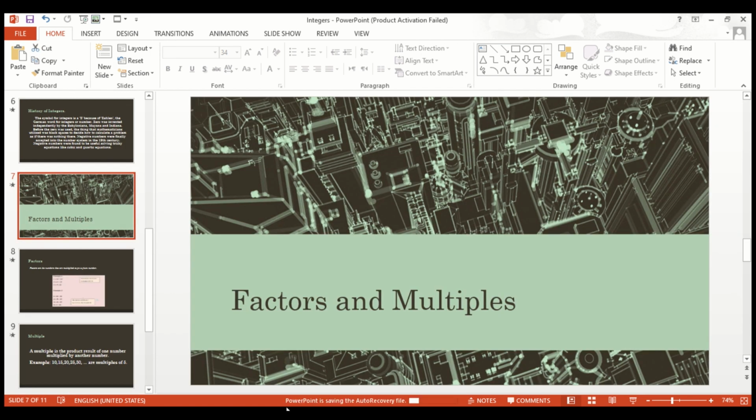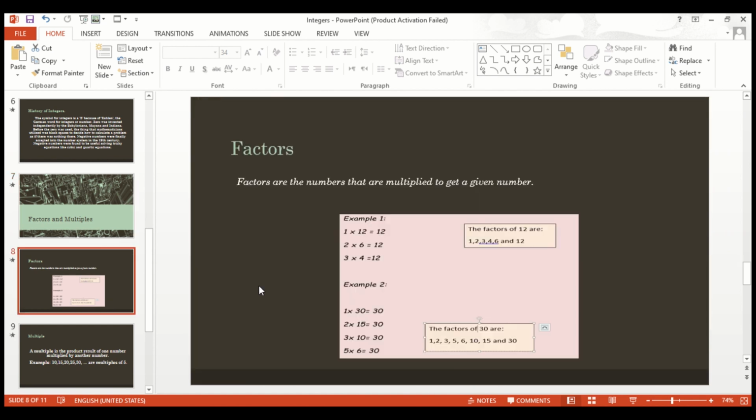Next, I'm going to be telling you about factors and multiples. First things first, what are factors? Factors are the numbers that are multiplied to get a given number. Example 1. 1 multiplied by 12 is equal to 12. 2 multiplied by 6 is equal to 12. And 3 multiplied by 4 is equal to 12. The factors of 12 are 1, 2, 3, 4, 6, and 12.